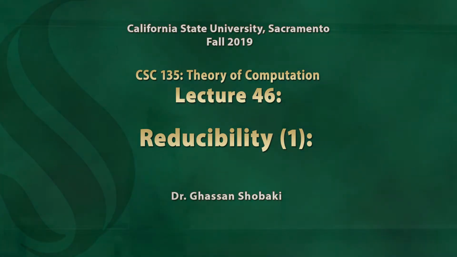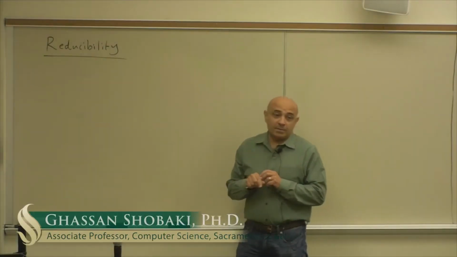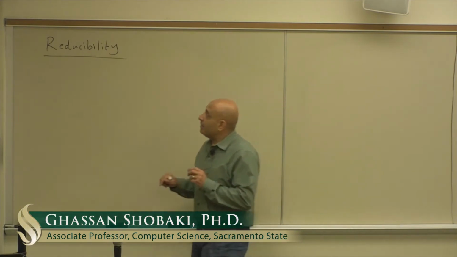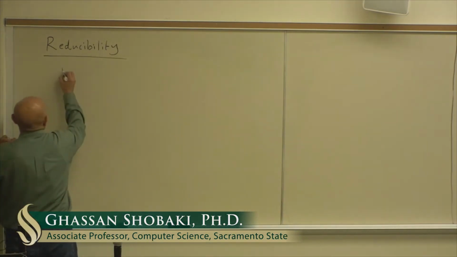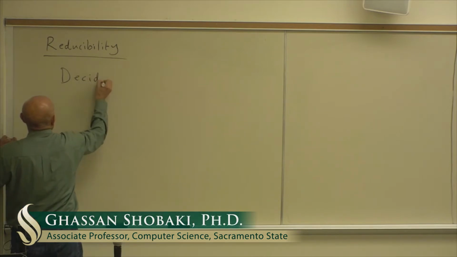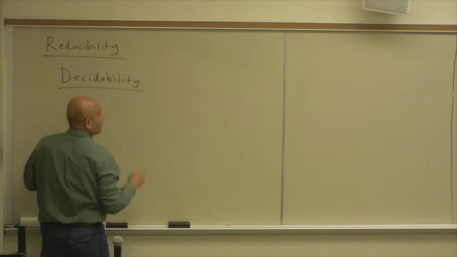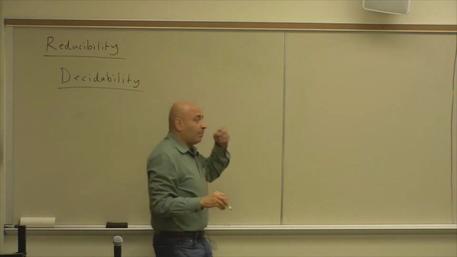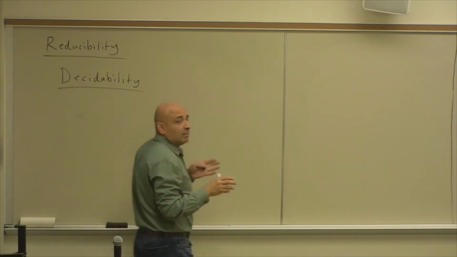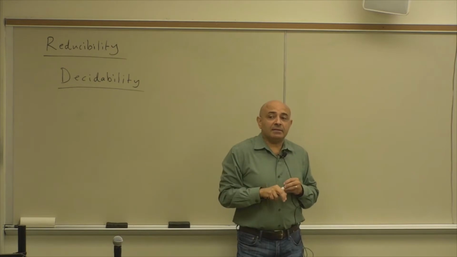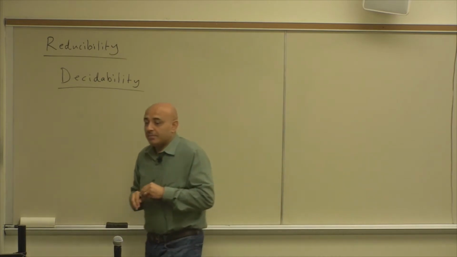So today we will be talking about reducibility. In the previous lectures we talked about decidability. So decidability: a problem is decidable if there is a Turing machine that decides the problem.